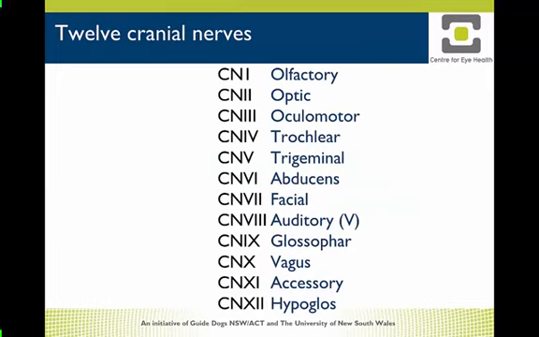The olfactory nerves associated with smell, the optic nerve with vision, oculomotor drives for the extraocular muscles, trochlear, the superior oblique, trigeminal, one of which is the ophthalmic division, is certainly associated with the eye, innervating the upper lid and also sensory sensation of the cornea. The abducens innervates the lateral rectus.